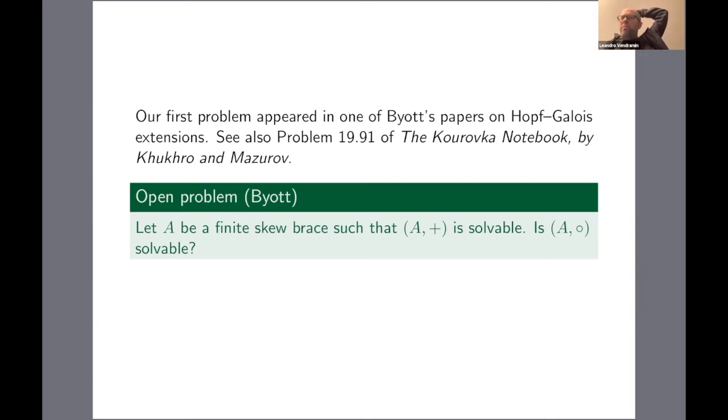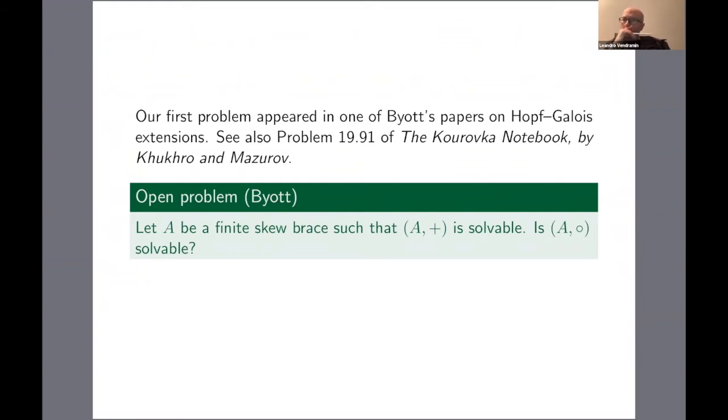You can also find this problem in this famous notebook of group theoretical problems. It was formulated by Byott, and there are some cases where you can say something, like for example in the case of infinite braces, or maybe if your brace is a radical ring, then you know the answer, but in general it is not clear at all. It is quite hard.